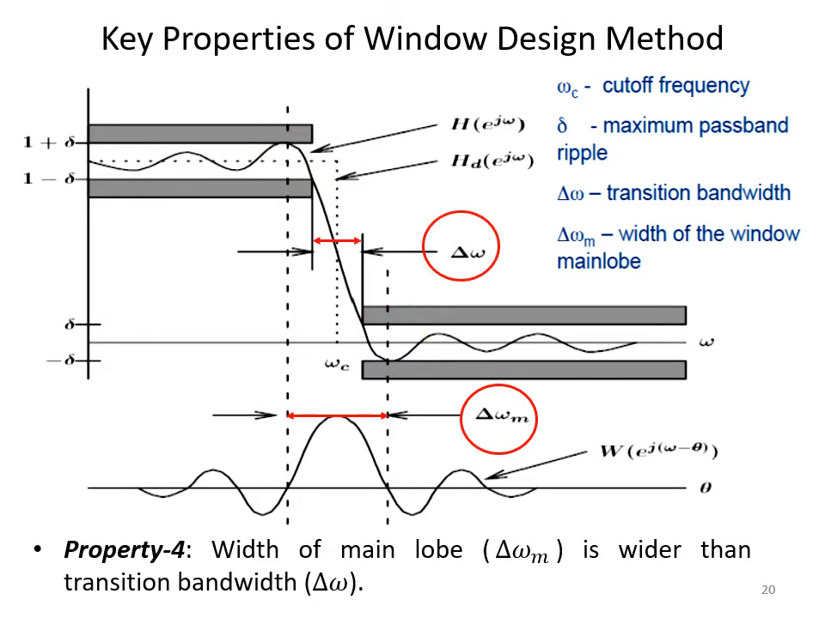The fourth key property is that the width of the main lobe is slightly wider than the transition bandwidth. Transition bandwidth is delta omega and width of the main lobe is delta omega m. So you can see here the width of the main lobe is slightly wider than the transition bandwidth.